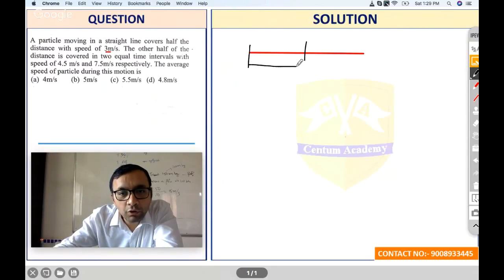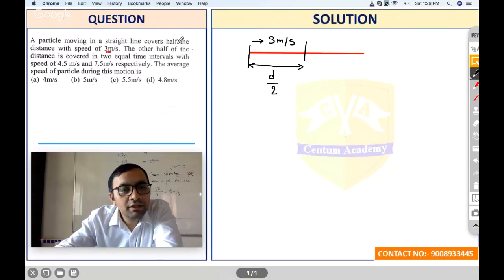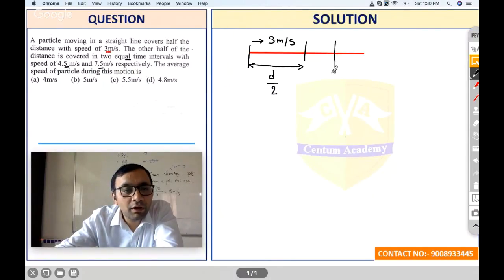Let's say the total distance is d, the half distance will be d by 2. This distance is covered with a speed of 3 meters per second. The other half of the distance is covered in two equal time intervals with speeds of 4.5 and 7.5 meters per second. So the other half is covered in two equal time intervals.